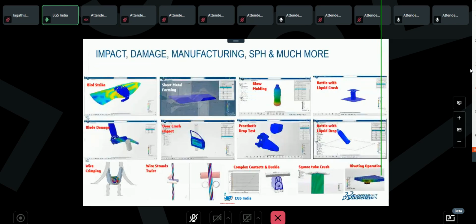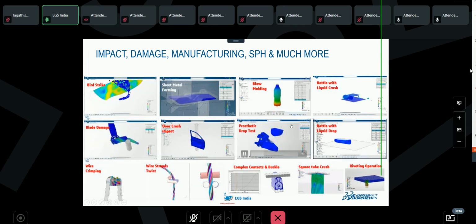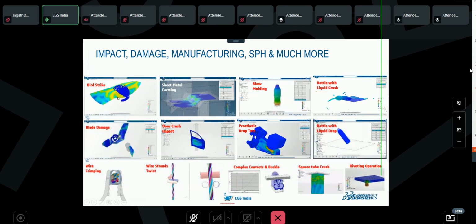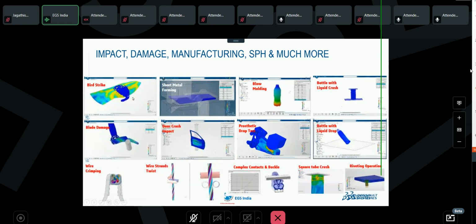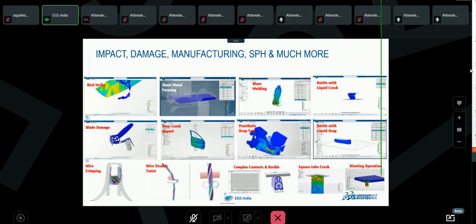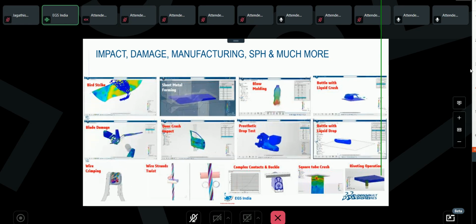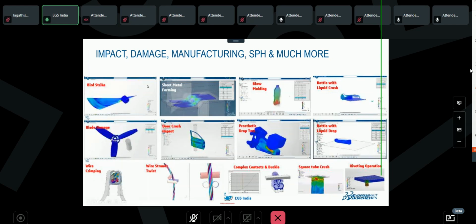Okay, right. So these are some of the examples I just want to give you. This is an example of explicit analysis, where a bird has to strike a wing, so that the wing's deformation can be seen, whether this will create a catastrophic effect on the entire plane or not. So those kinds of analysis can be easily done.